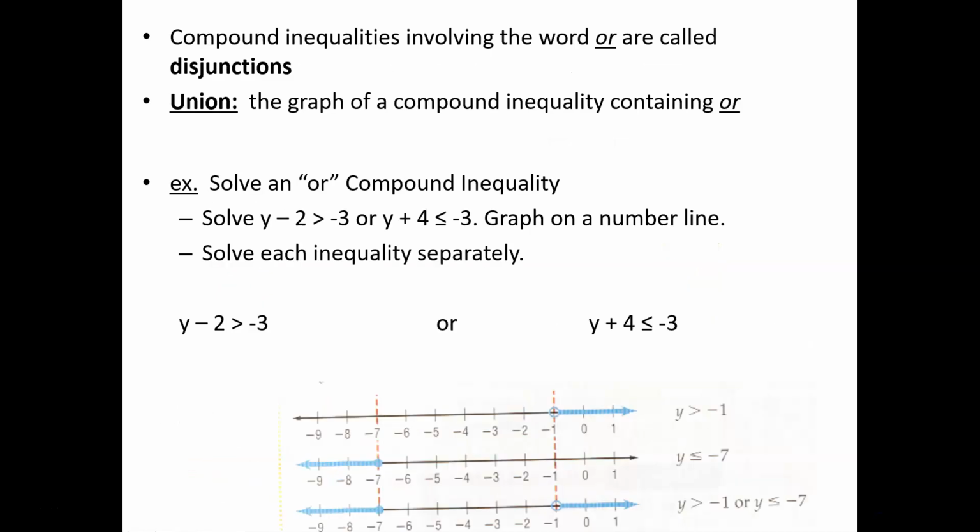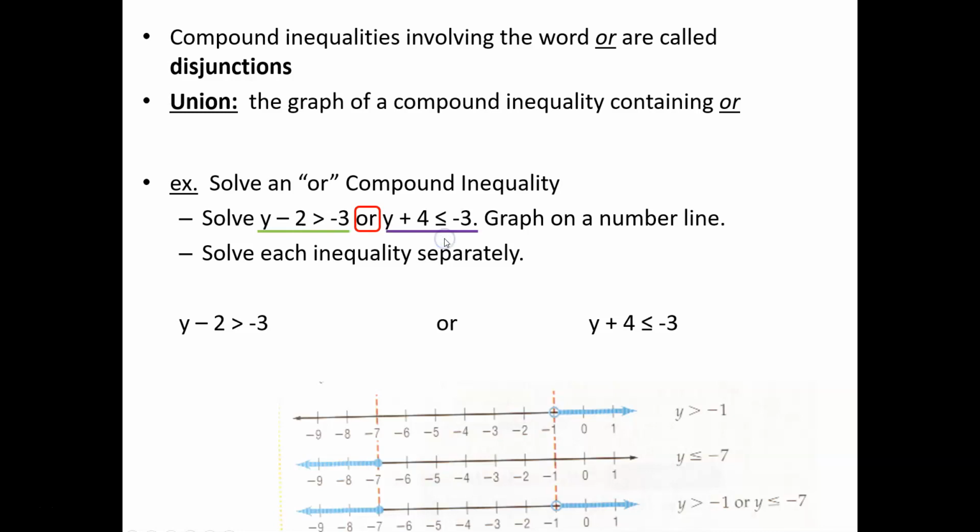Compound inequalities involving the word or are called disjunctions. And the graph is the union. And if you remember from Venn diagrams, those circle diagrams, it means the whole thing. So anything that's graphed is going to be part of the or compound inequality. So here's our example problem. Solve y minus 2 is greater than negative 3, or, because it's or, y plus 4 is less than or equal to negative 3.